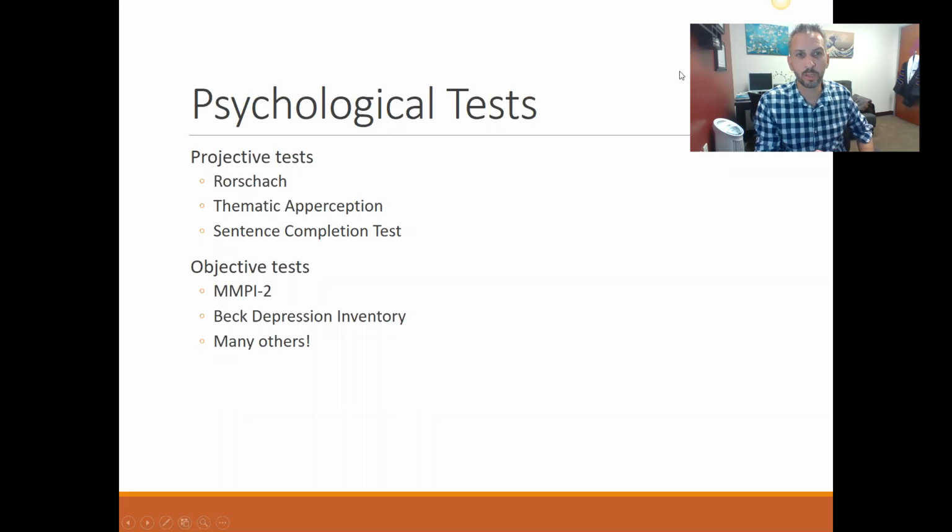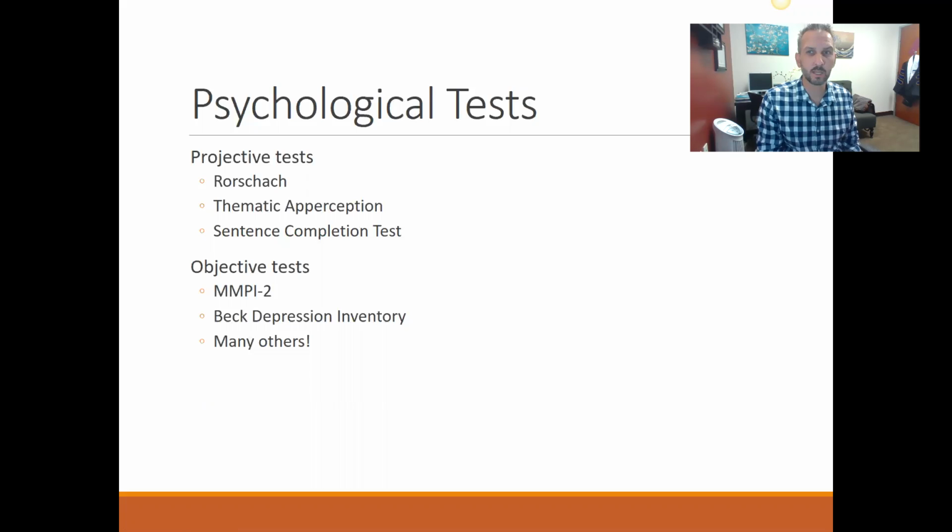Now, one important way that psychologists and therapists will try to determine a diagnosis is through using psychological tests. And these tests can broadly get separated into two major classes. You have the projective tests and then the objective tests. So the projective tests can include things like the Rorschach, or you might know it as the ink blot test. Another one is the Thematic Apperception Test, the TAT, or the sentence completion test. I'll walk you through these a little bit in the next slide.